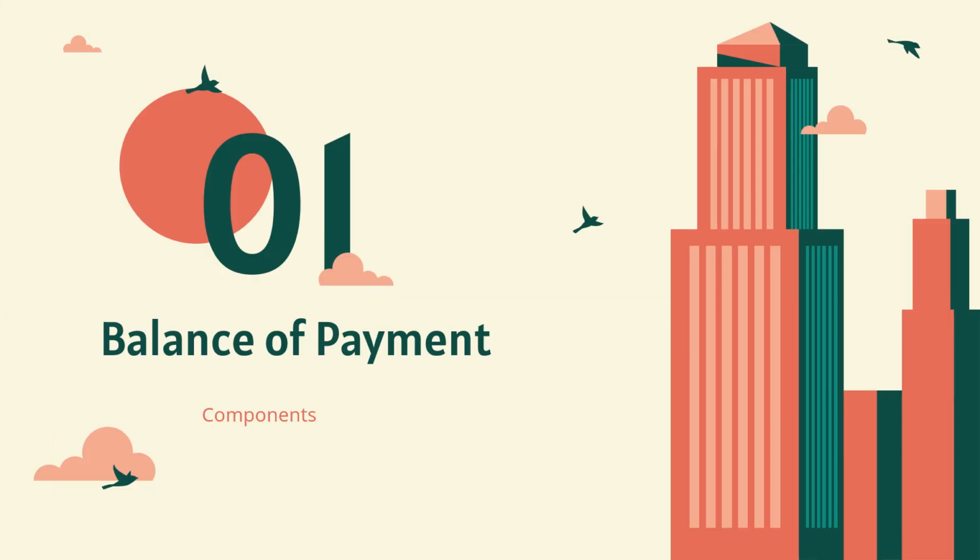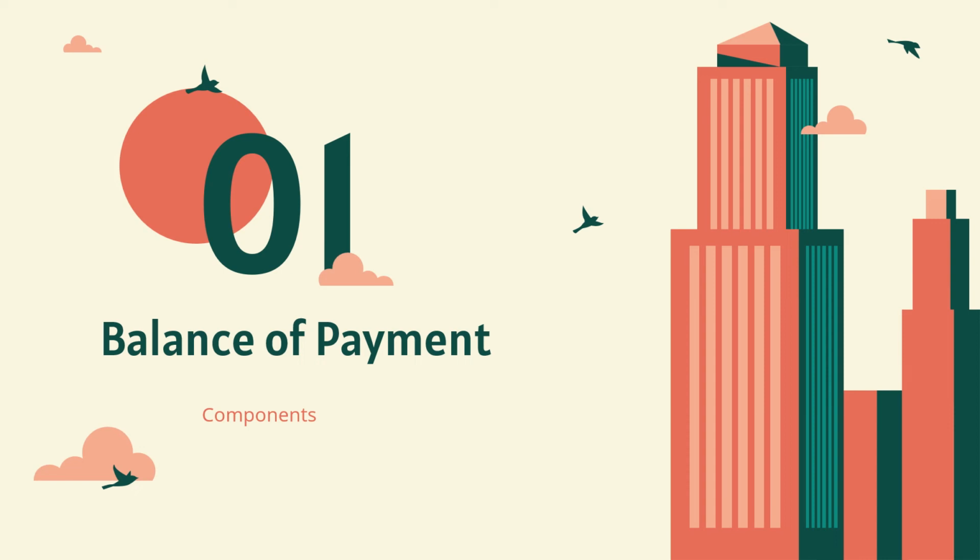So balance of payment. The rough idea of balance of payment over here is that balance of payment account is like a record of country's economic transaction, first keyword, with the rest of the world, second keyword, over a period of time. A period of time is usually 1 year. All right. So record of country's economic transaction with the rest of the world over 1 year. That is your balance of payment account.